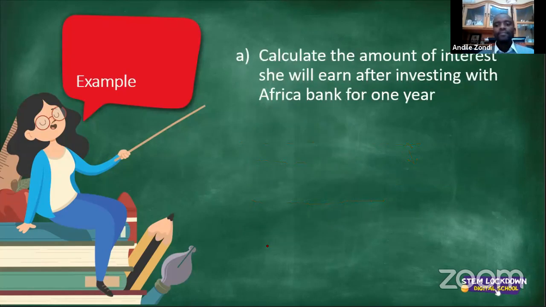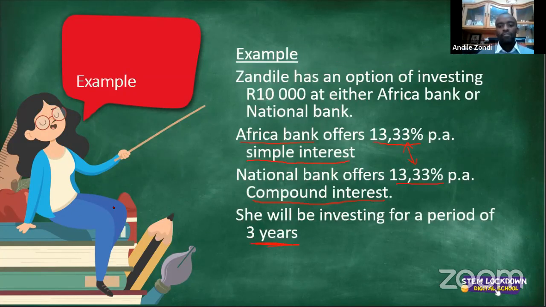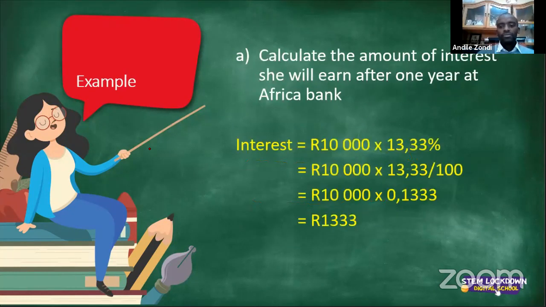Question number 1. Calculate the amount of interest she will earn after investing in Africa Bank for 1 year. Okay, let's go back. Africa Bank offers the interest of 13.33%, obviously of the amount of money that she invested, which is 10,000, at simple interest. So what we'll do, we'll take 10,000, which is the principal amount, the initial invested amount, times 13.33%, which is the interest rate.